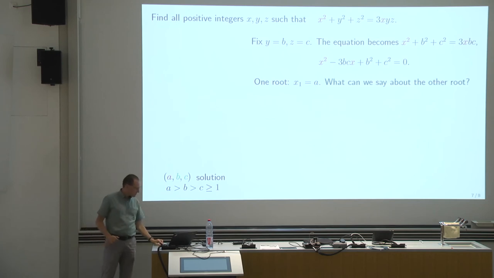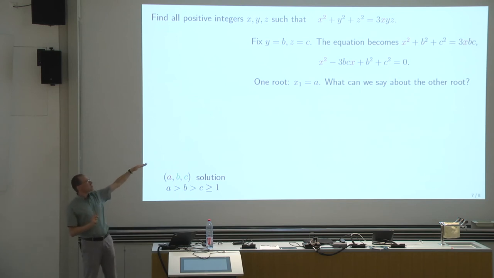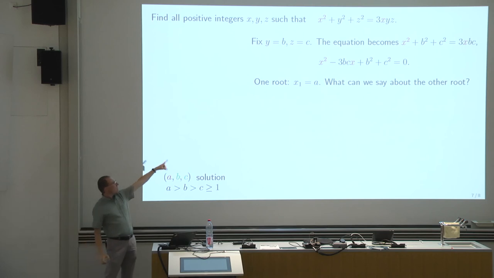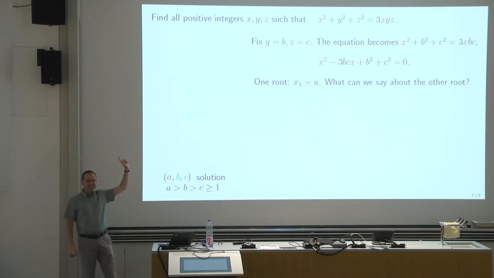Now, here is my question for you. What can you say about the other root? Before, this was an easy question because we had explicit equations. B and C were specific numbers. And we just had an equation and you say, oh, the other root is 13. Here, they're parameters. What can you say about the other root? Yes? Absolutely, A and the other root add up to 3BC. Excellent. Yes. Why is this useful? It will be very useful. The two roots add up to 3BC. And okay, what do you want to say?